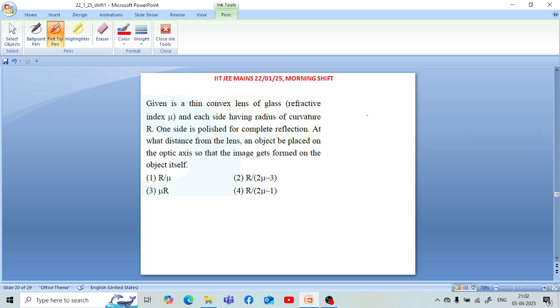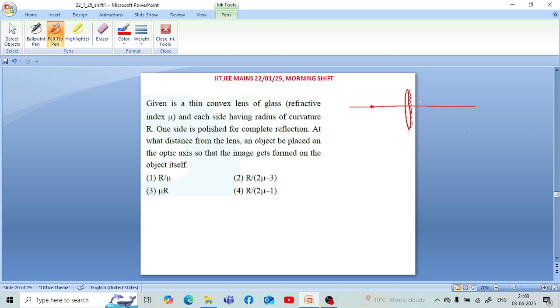So the problem is based on the topic ray optics. Now in this problem, there is a thin convex lens, and one side of this lens is coated, so that this is acting as a mirror here. We have to find out the position of the object so that the image gets formed on the object itself.